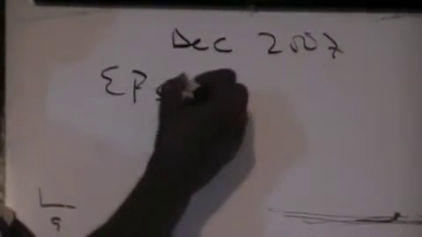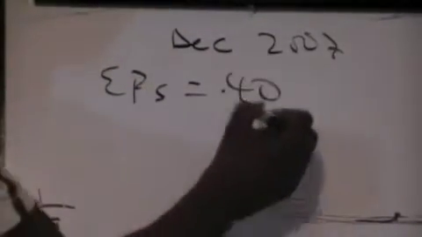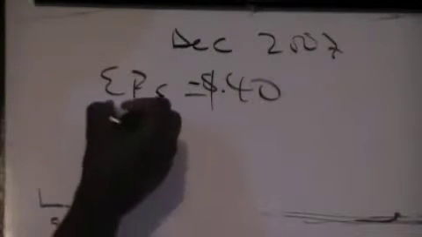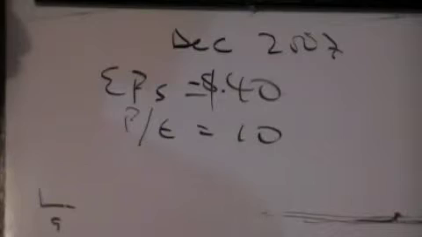So when we are asked to use a PE ratio, like in the December 2007 exams, they give us, for example, the earnings per share. The earnings per share is 40 cents, $0.4, and then the price earnings ratio of the company or of the industry is maybe given to us as 10.